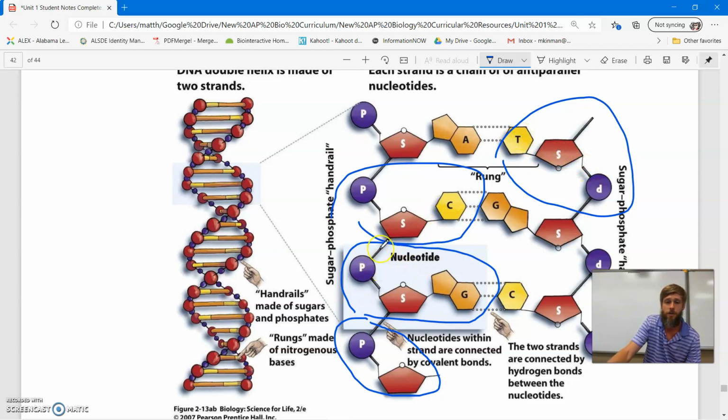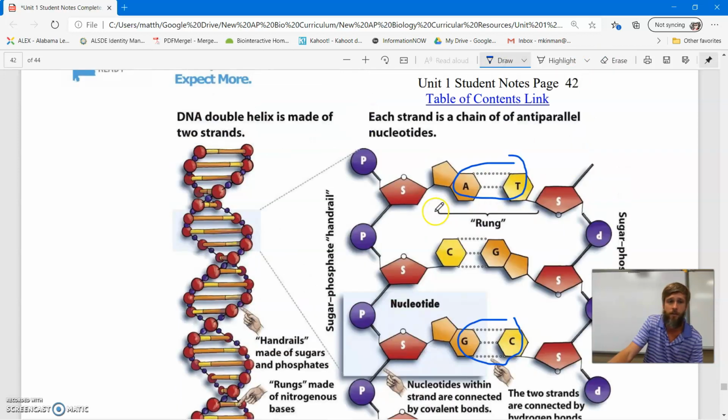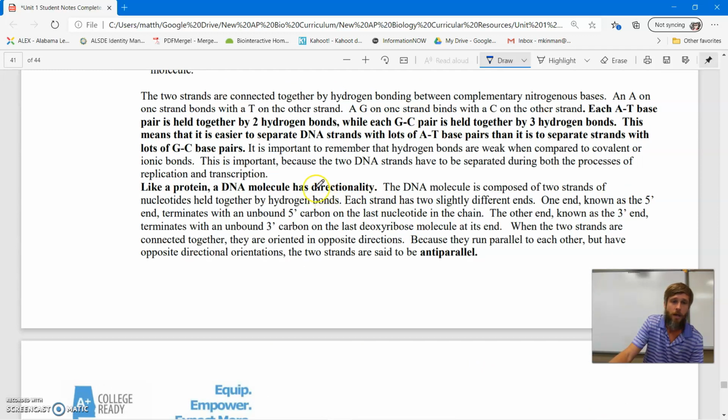All right, and each sugar of each nucleotide is bonded to the phosphate group of another nucleotide, and it creates this long chain of monomers to make a polymer. And then notice here you have your dotted lines, which represent hydrogen bonding. Between G's and C's you have 3 hydrogen bonds, and between A's and T's you have 2 hydrogen bonds.